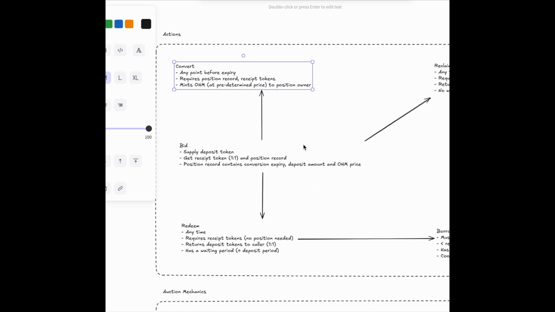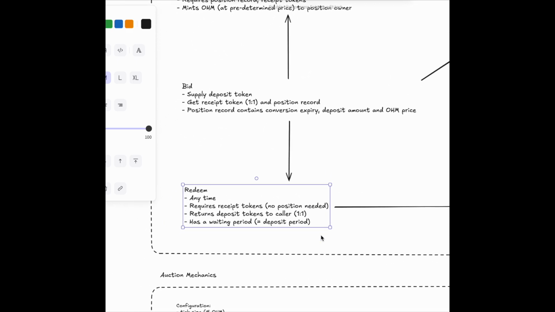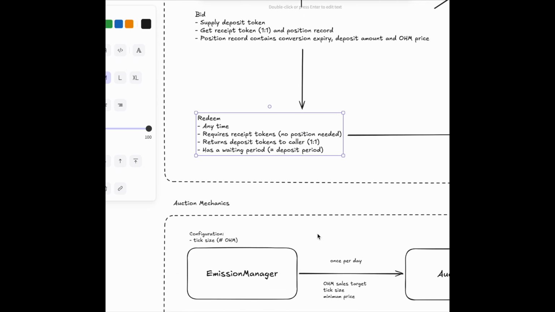Right. So we've talked about bid, we've talked about conversion. The next option is redemption. And so this is where you are getting your initial deposit back on a one-to-one basis. This can be done at any time, before the conversion expiry or after the conversion expiry. You need to provide the receipt tokens. This actually doesn't need a position. And so what this means is that you can even transfer the receipt tokens to someone else. You can sell them through a liquidity pool. You can just sell them OTC. There's a lot of flexibility there, and I think there's a lot of opportunities for arbitrage as well.